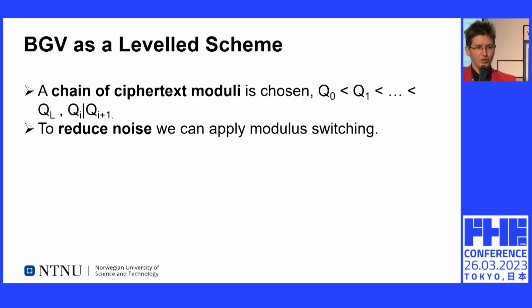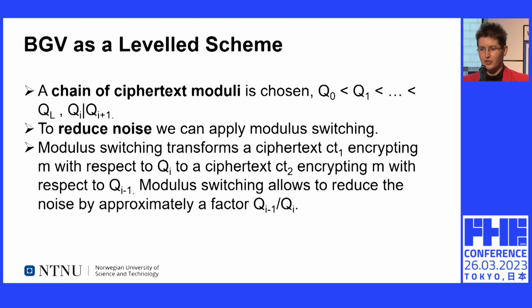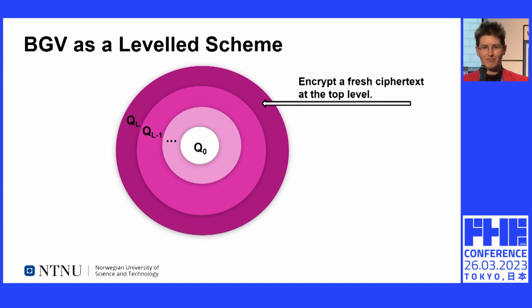And then to reduce the noise, we can apply something that is called modular switching. And what does modular switching do? It transforms a ciphertext that encrypts a message with respect to one ciphertext modulus into another ciphertext encrypting the same message, but with respect to a lower ciphertext modulus. And since this is a little bit abstract, I decided to make a very pink animation. Pink seems to be a theme, to illustrate this a little bit more.